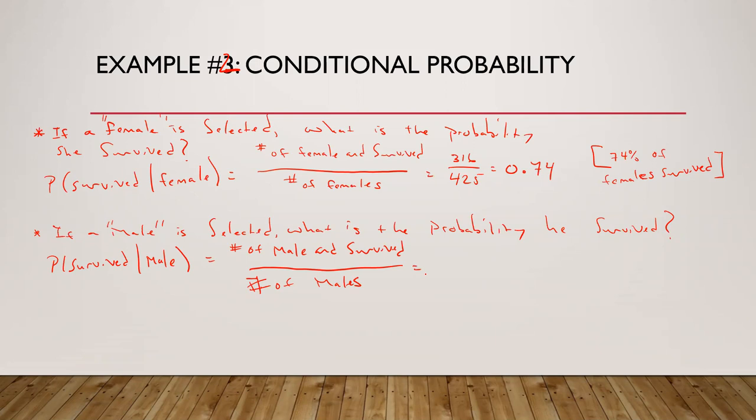Poor Jack. How many males survived the Titanic? Thank you. And how many total males were there on the Titanic? If you plug this in your calculator, you get roughly 20%. So what that means is 20% of males survived. The odds were not in Jack's favor. Very much a Hunger Games reference there.